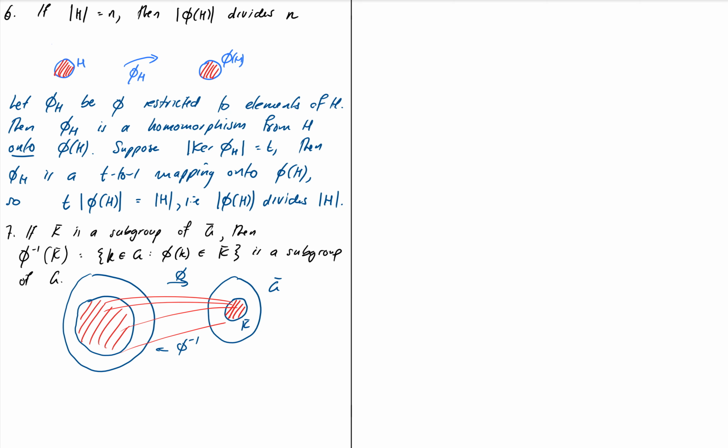Okay, so what we're saying here is that if K bar, this thing on the right, is a subgroup of G bar, then we should be able to prove that this set here, which is phi inverse of K bar, is a subgroup of G itself. Alright, so let's have a crack at that.